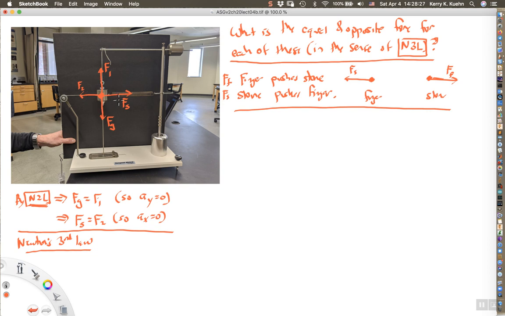So what are those other forces? Well, so what are the equal and opposite forces for each of these? Okay, so let's try to figure those out. What is the force that is equal and opposite to F sub s in the sense of Newton's third law?